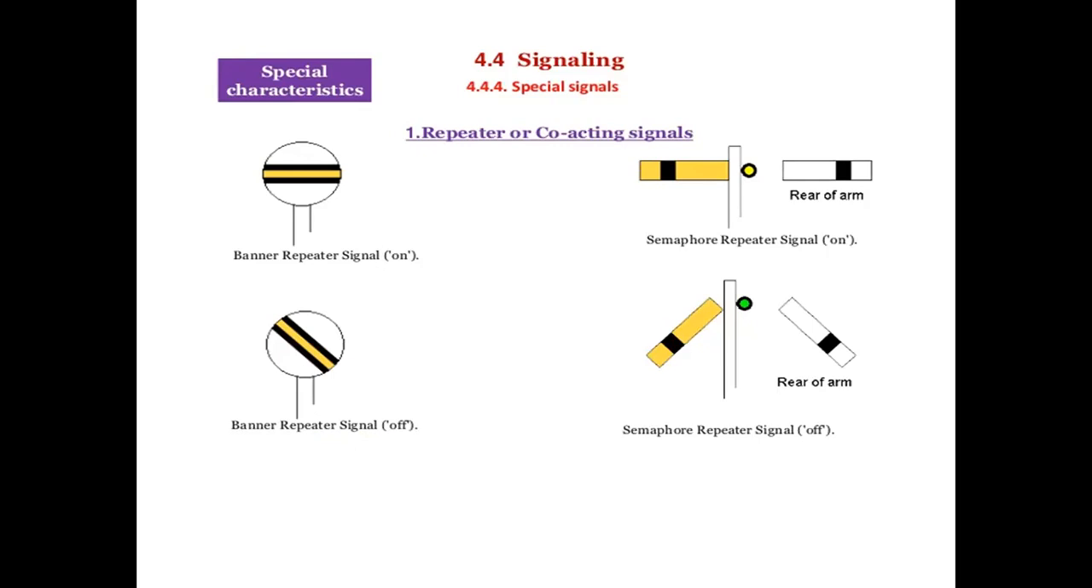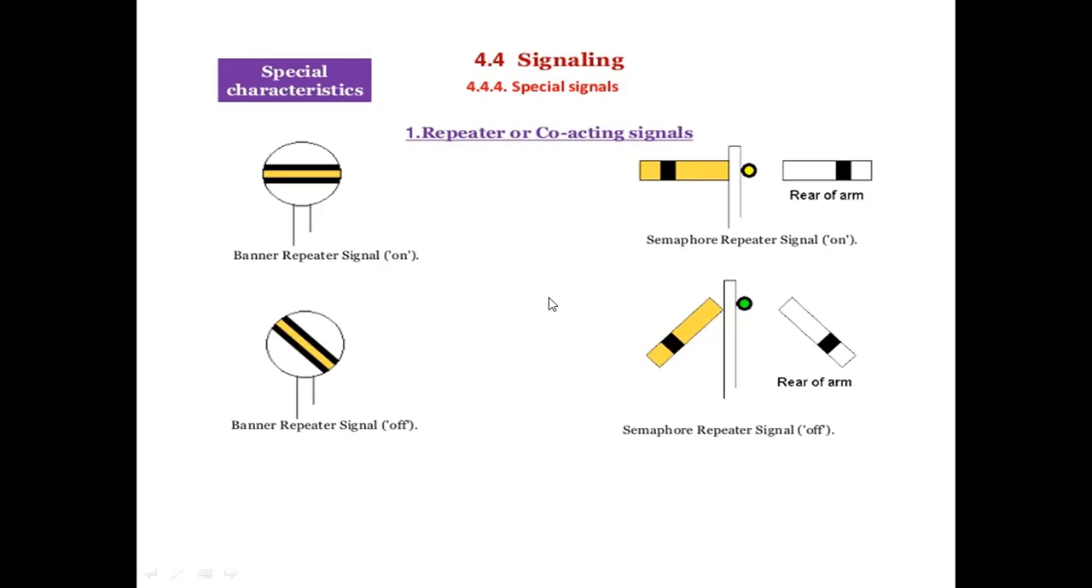So it shows the same result, the same matter that shows on the main line, that shows right after the main line. So it acts as the co-acting signal, and it indicates the same output, the same signal for this banner repeater signal. If the main signal is in on condition, the repeater signal should also be in on condition. And if the signal is off, the main signal is in off condition, the repeater signal is also in the off condition.